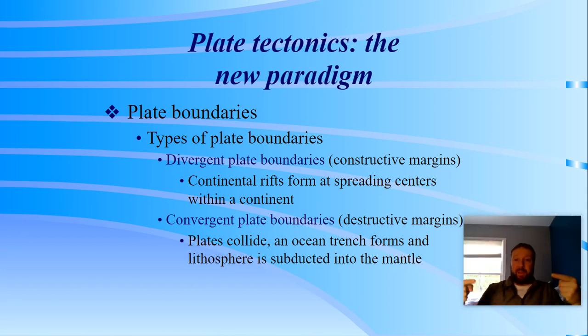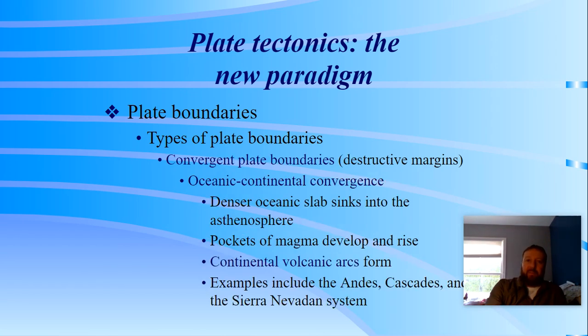You have convergent plate boundaries, which are plates that are coming together. These are going to be destructive forces. They're destroying continental or parts of the crust. These are plates where they collide, and you have three different types of convergent plate boundaries, because you have two different types of plates, one of them being oceanic, the other being continental.